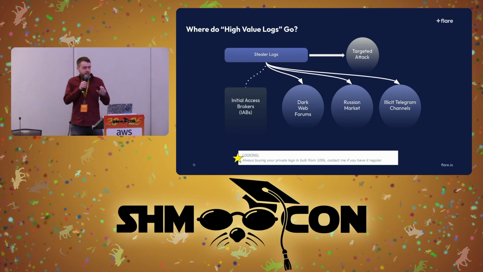But a certain subset of logs does have corporate access. In fact, millions of logs have corporate access if you aggregate it out. And these do go into the cybercrime ecosystem. You'll see distribution on dark web forums, Russian Market, Telegram channels. But initial access brokers do look for stealer logs. Initial access brokers are a type of threat actor that essentially gains initial access to systems and then resells it. So IABs do look through stealer logs to get initial access.